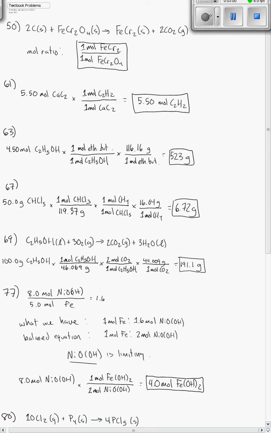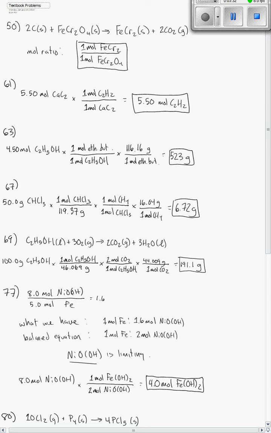In 63, you add another step to this. So instead of going from moles of one substance to moles of another, now we want to take one more step and go from moles of a substance to grams of another. We don't have a direct way to go from grams of one substance to grams of another substance, or from moles to grams. This needs to be done in multiple steps. So this problem asks, in a process called esterification, how much of this ethyl butanoate is produced if 4.5 moles of ethanol is used.